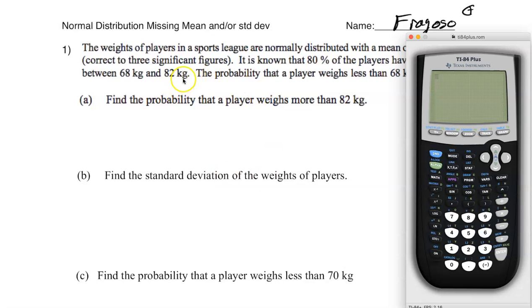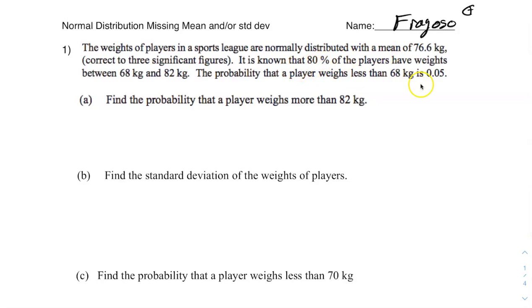So let's go over normal distribution, missing mean or standard deviation worksheet. If you see here, we're going to use our calculator quite a bit, so make sure it's at the ready. Number 1, the weights of players in a sports league are normally distributed with a mean of 76.6 kilograms, correct to 3 sig figs.